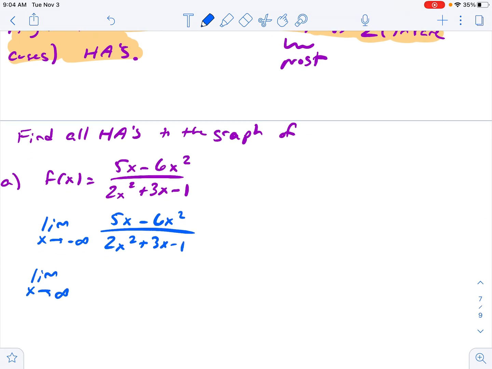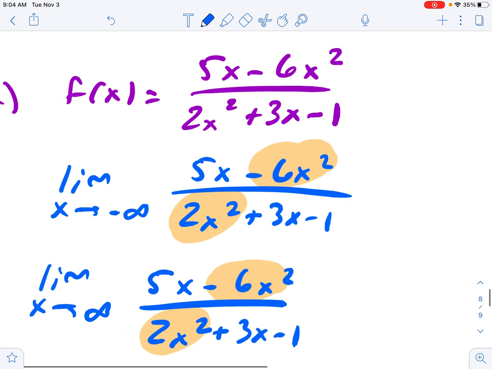And we look at the limit as x approaches positive infinity of this thing. Okay, now what do you notice about the highest power of x? It's the same on top and bottom. So it really doesn't matter if x is approaching positive or negative infinity. With this rational function, we're going to get back the same thing.